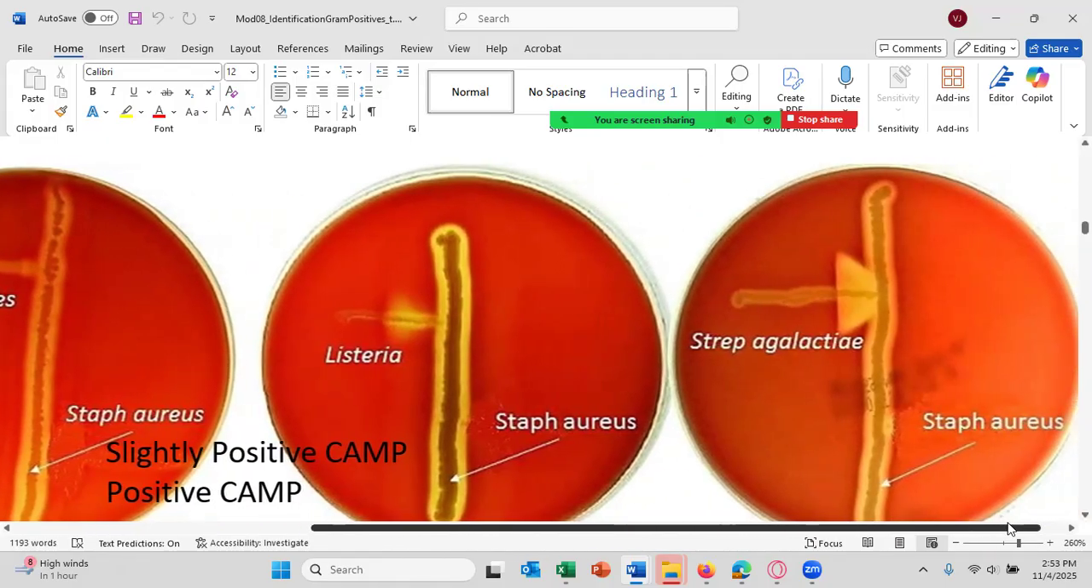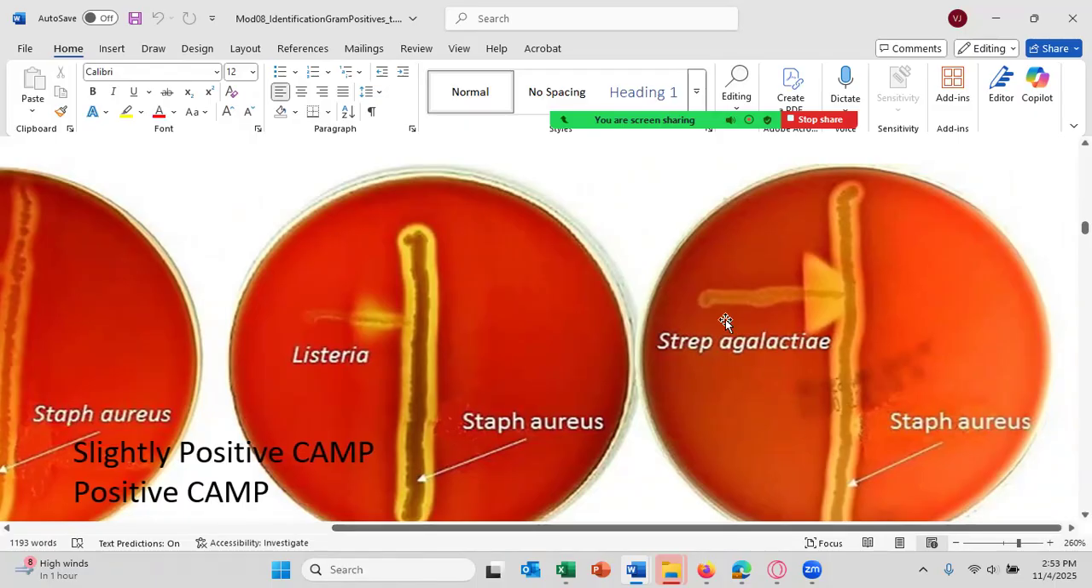And then we have Streptococcus agalactiae. The streak is here. You can see the beta hemolysis of Streptococcus agalactiae here. And there you see a greatly enhanced hemolytic activity of Streptococcus agalactiae grown near Staphylococcus aureus. And normally you do get an arrow-like appearance when you have this CAMP test and it's positive. I'm not sure why it forms the arrow, but that's what it is.